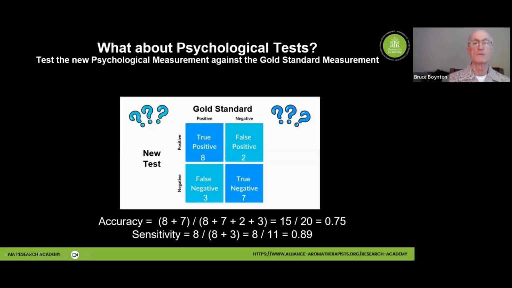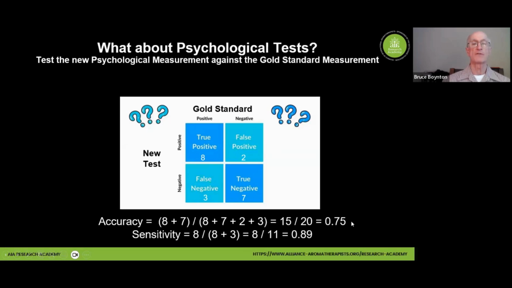And here I've just filled in some arbitrary numbers. Let's figure out the accuracy. Remember, that's everything that's true positives and true negatives. So that's 7 plus 8, which is 15, over everything in all these 4 boxes. So 8 and 2 is 10, 7 and 3 is 10, 10 and 10 is 20. So it got 15 out of 20 correctly. That was its accuracy, 75%.